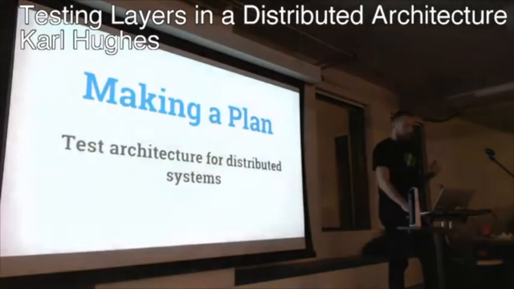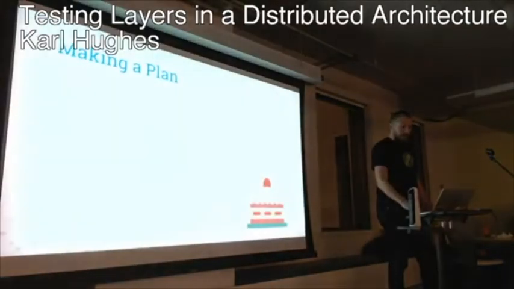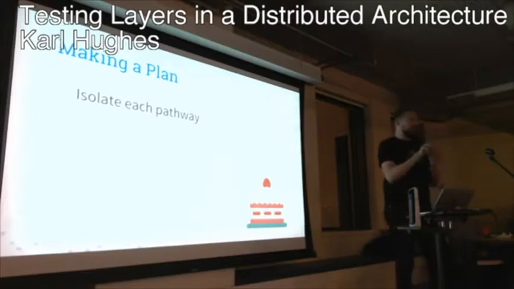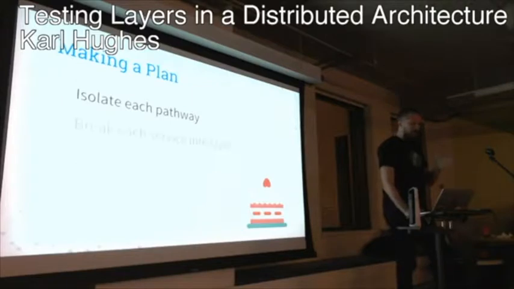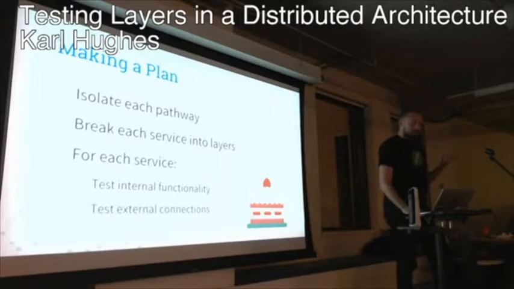So let's go through the process of how we might make a plan to test this sort of thing. We're basically just going to first worry about one pathway at a time. In practice, you're working very much in each of these little segments, but I think it's good to take a step back and look at the high level. So let's isolate each pathway, break it down into layers, much like we did with the MVC architecture, and then for each layer or each service, we're going to test internal functionality and external functionality, or connection.